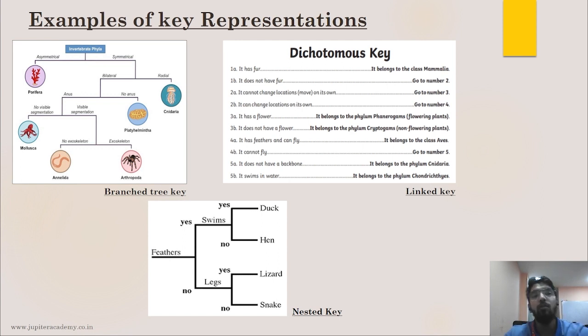This is how, with the help of contrasting characters, you separate out individual species or phyla or animals, or whatever you're trying to identify. So this is one type of key.